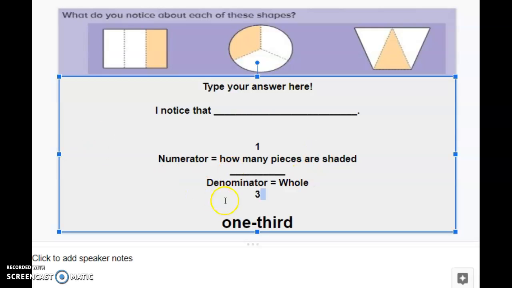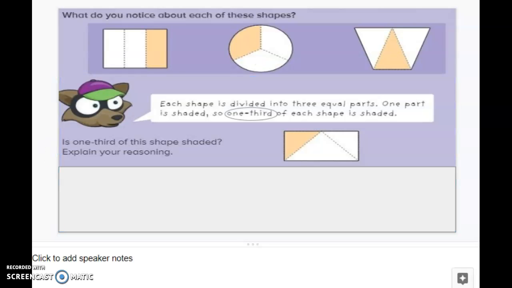Let's move forward. I'm going to delete this because you're going to need to come back to this section and write in a little bit, or you already did. All right, so it says each shape is divided into 3 equal parts. Notice we have 3 equal parts. That's what we talked about. One part is shaded. That's that pinky beige color. So 1/3 of each shape is shaded. It's circled because it's important, okay? That is what we just now discussed. So that's what our little raccoon is telling us.